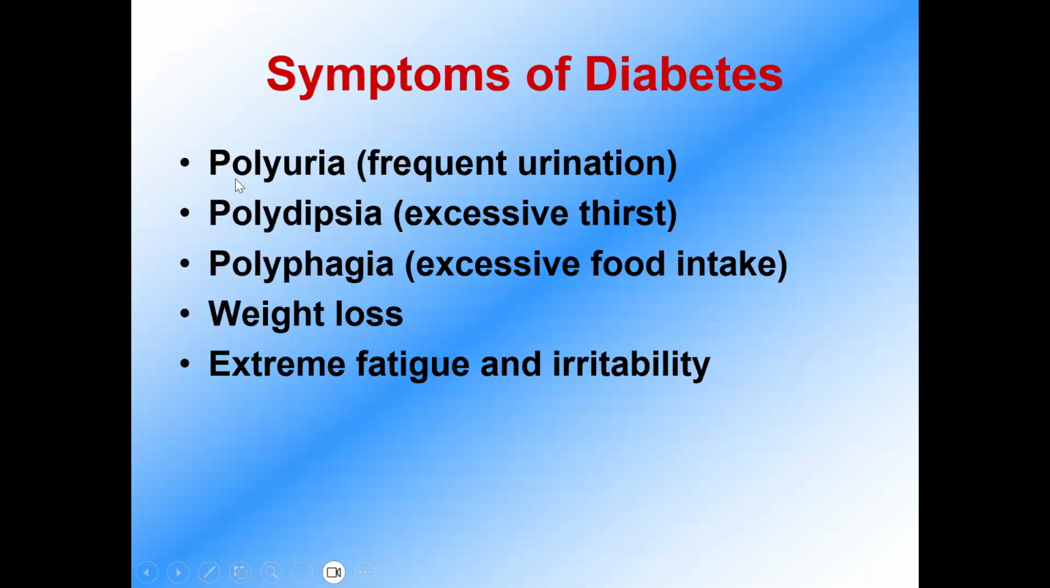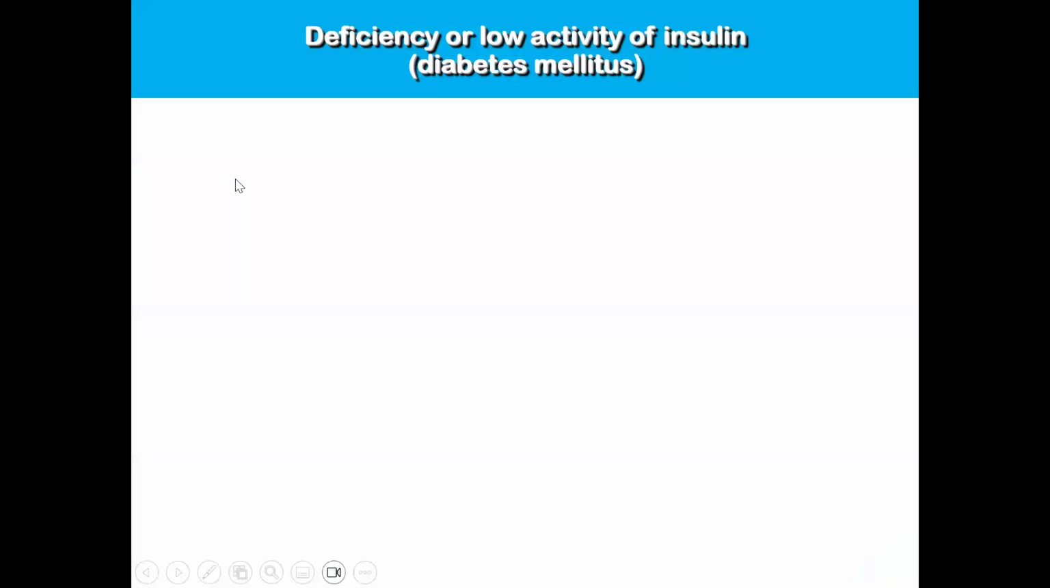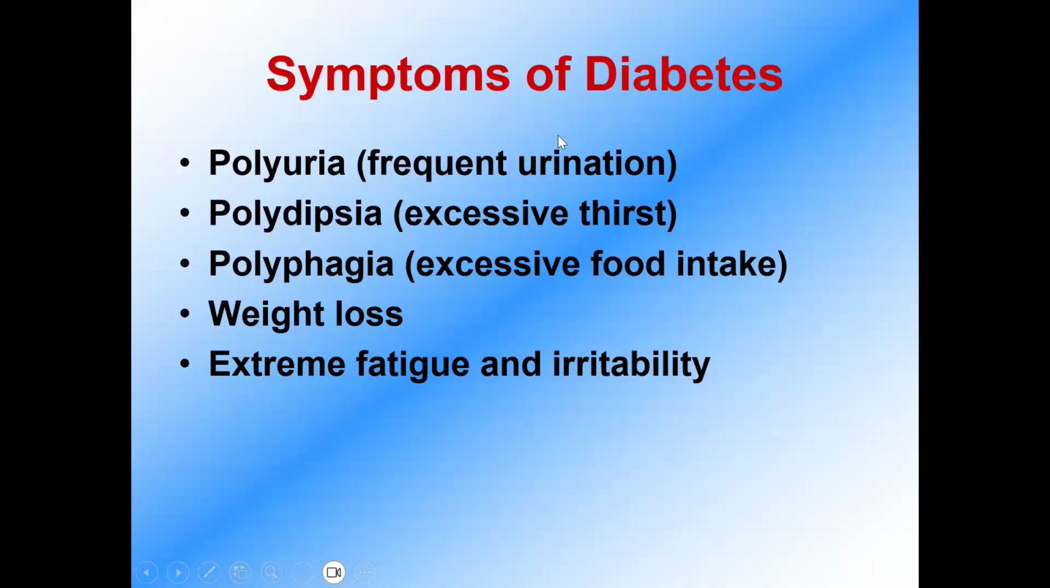Poly means excessive, more. Polyuria means excessive urination, frequent urination. A normal person goes to the bathroom to pass urine after every, you can say, 5 hours, 6 hours, or even 7 hours. They feel a need to go to the washroom to pass urine. But in diabetes, when there is a high blood glucose level and the kidneys are unable to reabsorb all of this glucose, this glucose starts appearing in the urine.